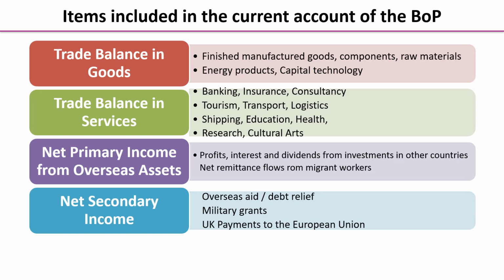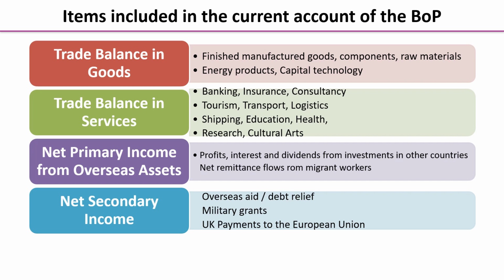So there's four parts to the current account. There's the trade balance in goods, the trade balance in services, and there are two more items as well: the net primary income balance and the net secondary income.